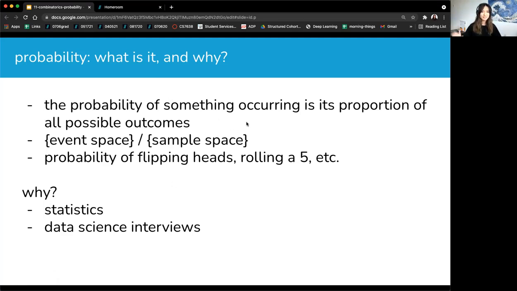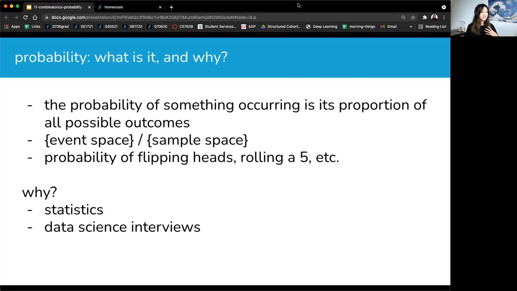A sample space is all possible outcomes. Sample space refers to anything that can possibly happen. So if you're rolling a 6-sided dice, 1, 2, 3, 4, 5, 6, you have 6 possible outcomes. And the event space is what you're trying to find the probability of. So if you're trying to find the probability of rolling a 1, it's just 1 divided by 6. For example, the probability of flipping heads on a fair coin is 1 out of 2, because heads divided by heads and tails. Rolling a 5, 1 out of 6, and so on and so forth.